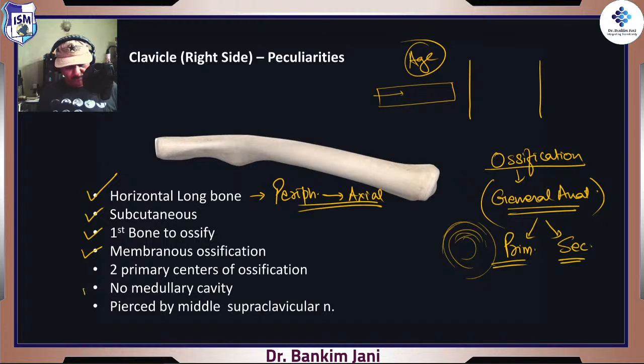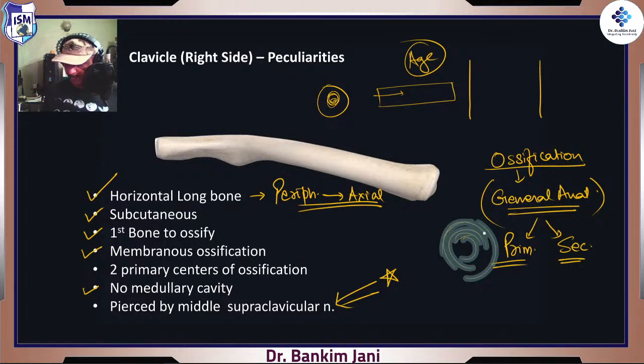There is no medullary cavity. This is a speciality of this bone, as opposed to every long bone. There is cortex, and inside there is medulla, but this is a bone in which there is no medullary cavity, right? No medullary cavity. This is just rock solid. This is just a bone, right? And this is pierced by the middle supraclavicular nerve. Well, this is worth remembering because it is easy to forget, right? So do remember that. Regarding the ossification center, let's create some space over here.